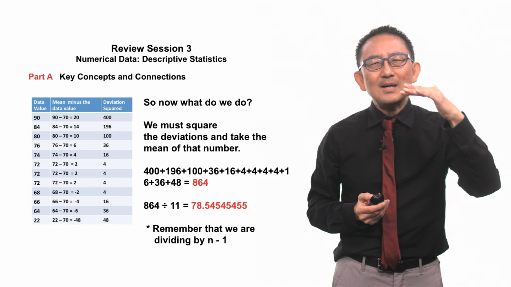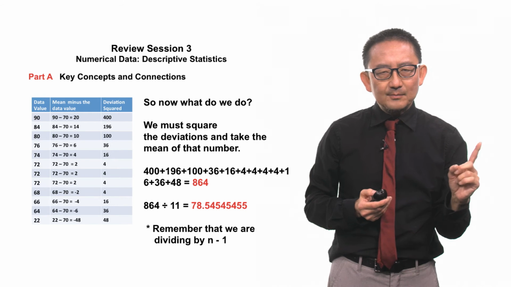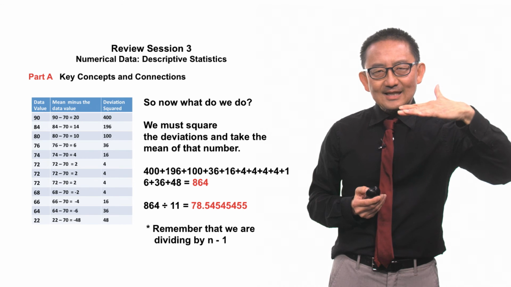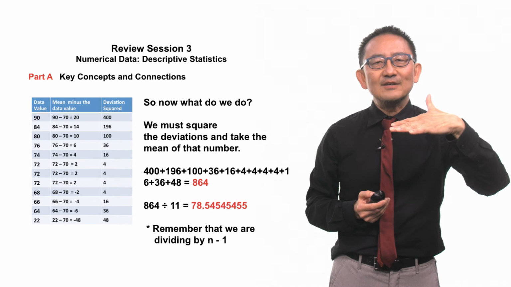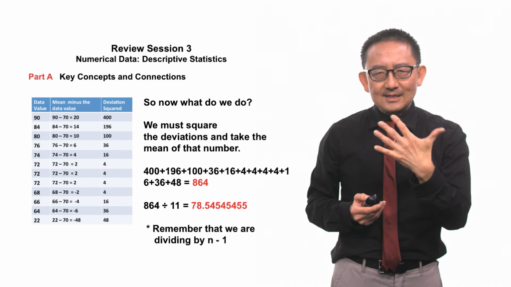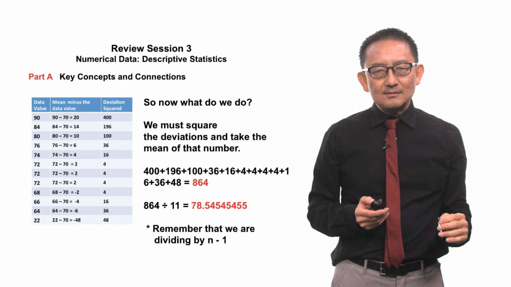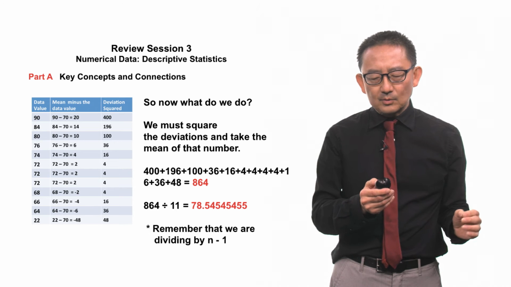Now, what we will also do then is take 864 divided by 11, because remember, we are dividing by n minus 1. So if we take 864 divided by 11, we will get 78.5454, whatever, it goes on and on. But essentially, it's 78.54. So now we have an entity that we can work with.